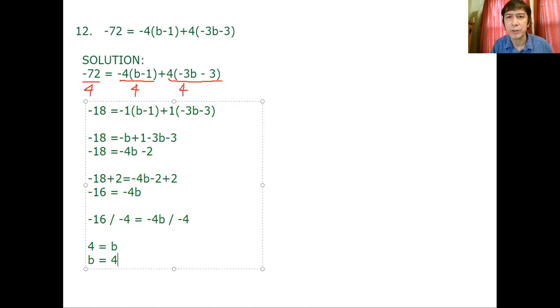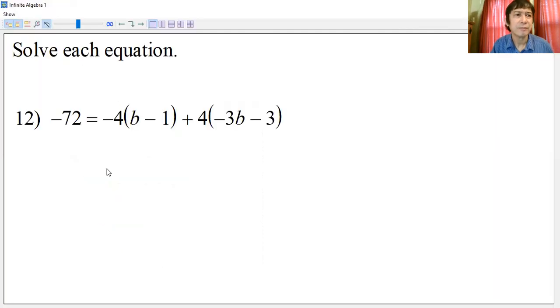We shall move to the other screen. Our answer is a positive 4, so we shall see it. What's the answer? There. All right. The answer is correct at positive 4.